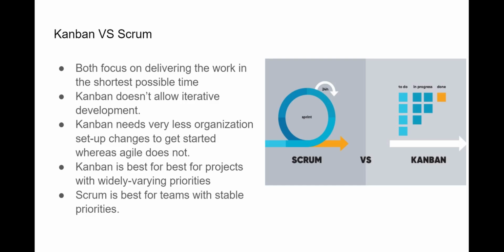Scrum ensures that the work gets from the product backlog to the customer in the shortest possible time. And Kanban doesn't allow wide-ranging development just like Scrum. And the roles of the teams are not defined in Kanban as they are in Scrum, so we can consider Kanban more flexible. Kanban is best for projects with widely varying priorities, whereas Scrum is best for teams with stable priorities that may not change as much over time.